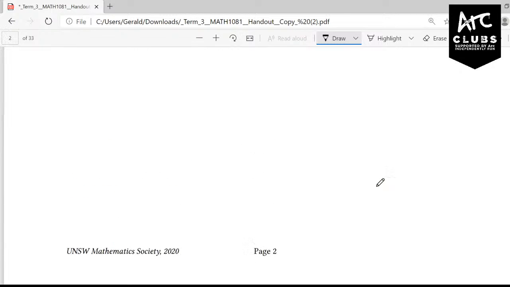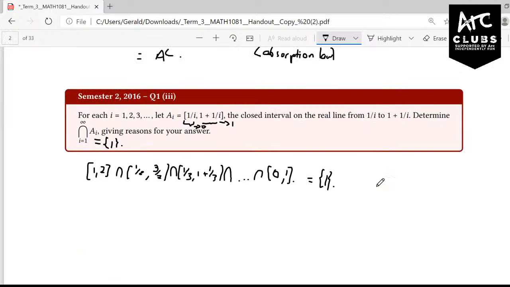Why is it a set? It is technically a range, or an interval. It's just [1, 1]. But [1, 1] only contains one element, so that's why we put it as a set. Writing it as [1, 1] is the same as writing it as a set.